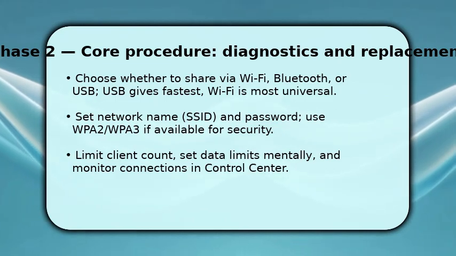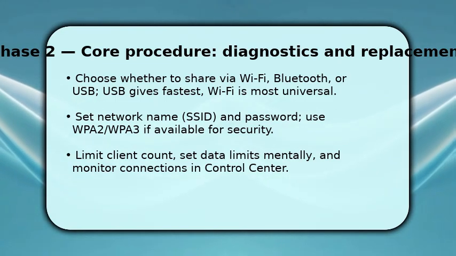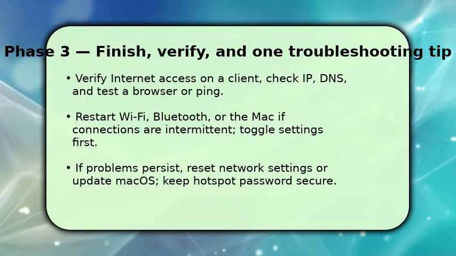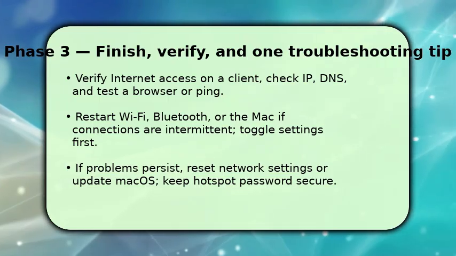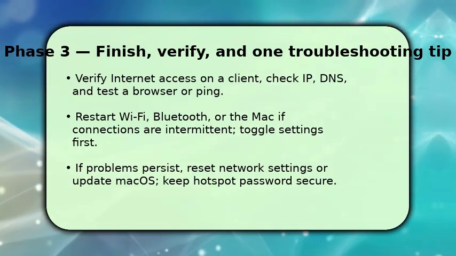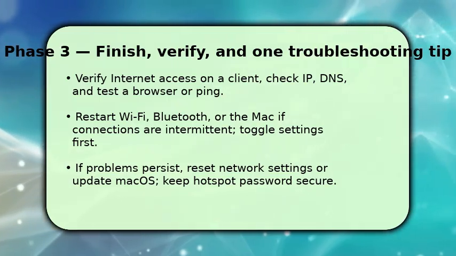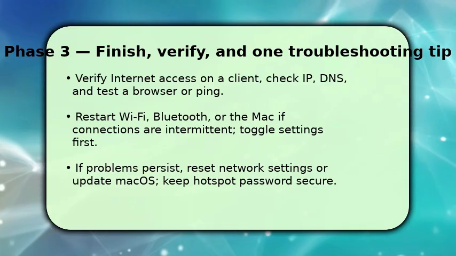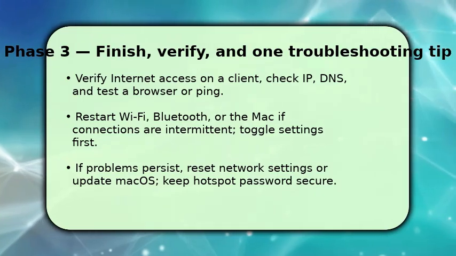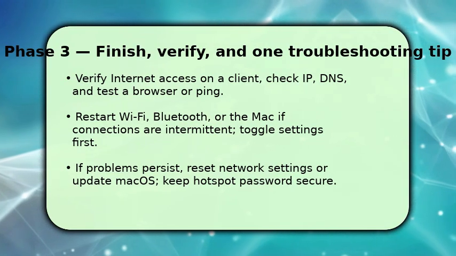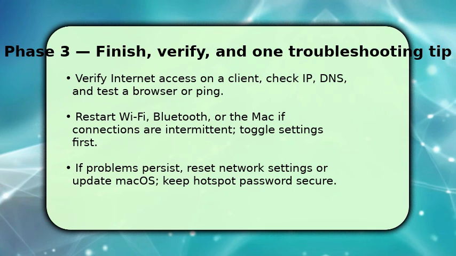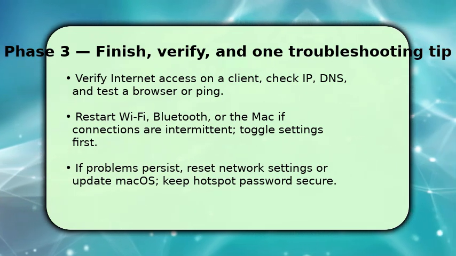Connect a phone or another laptop, confirm it gets an IP address and loads a website. That proves the hotspot is functional. If connections are flaky, restart Wi-Fi or Bluetooth or reboot the Mac. This often clears DHCP and discovery failures. Make sure both devices run recent updates. Once done, consider resetting network settings or changing the hotspot password if clients won't authenticate.